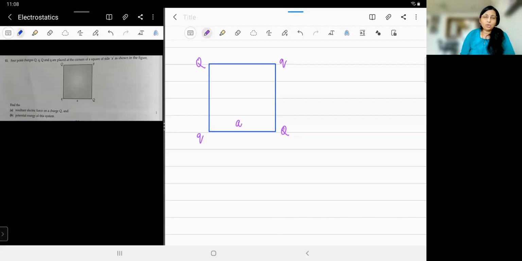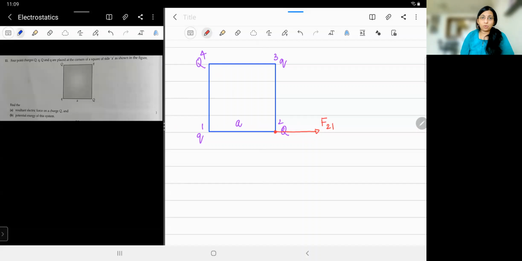In the problem given, you are asked to find out the net electric force on charge capital Q. So let us name the vertices as 1, 2, 3, 4. Draw the force vectors. That's the next step. This is our reference capital Q. Force on capital Q due to the charge at the position 1. It will get repelled. It will be acting like this.